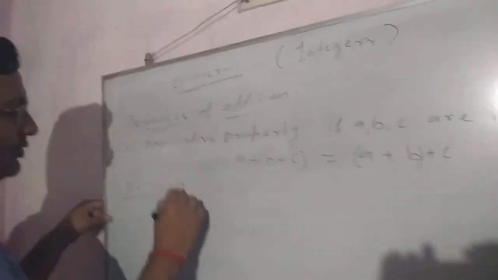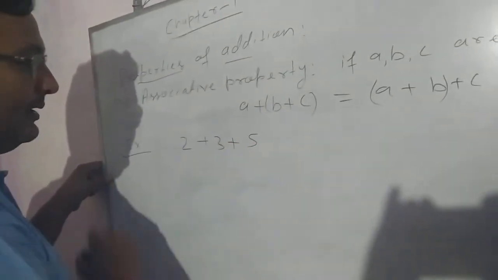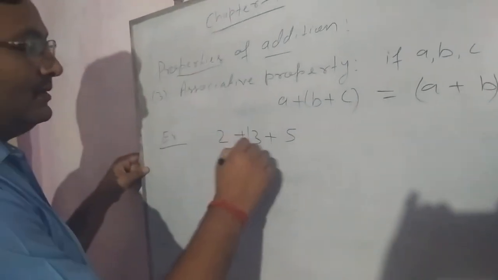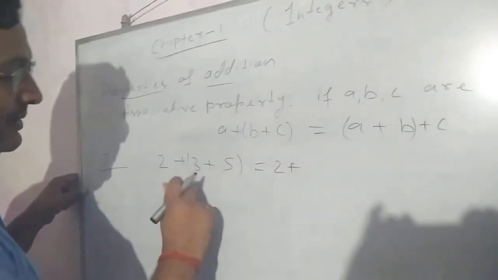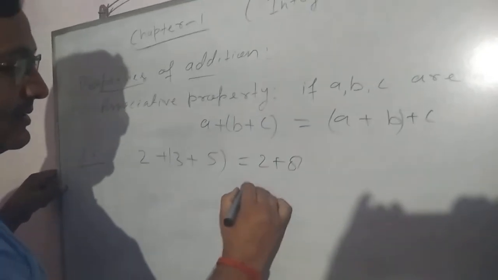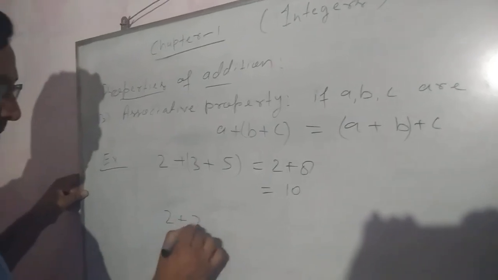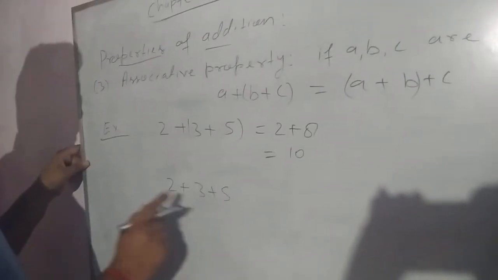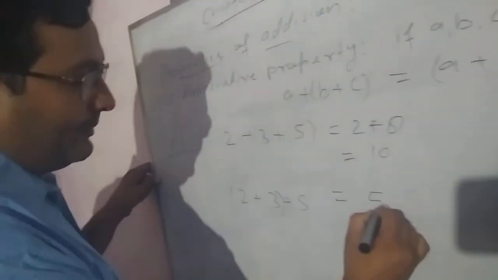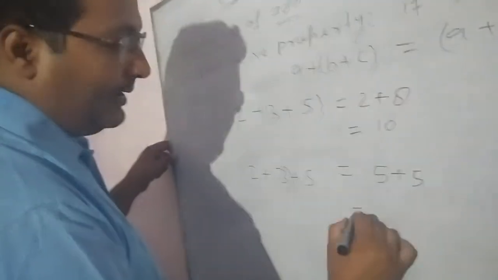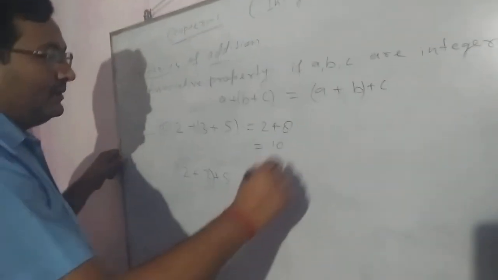For example, if I am writing here 2 plus 3 plus 5, and now I am taking this 3 and 5 in one group, then 3 plus 5 is 8, and 2 plus 8, what result do we get? 10. Now again 2 plus 3 plus 5. Now I will take this 2 and 3 in one group. Here 2 plus 3 is 5. 5 plus 5 is 10. What result do we get? 10. This is the first example.